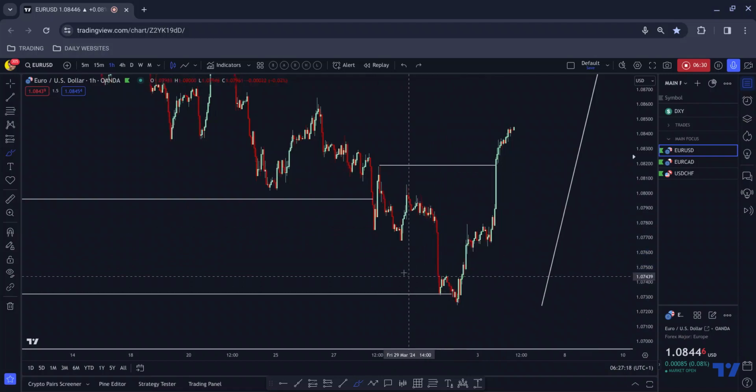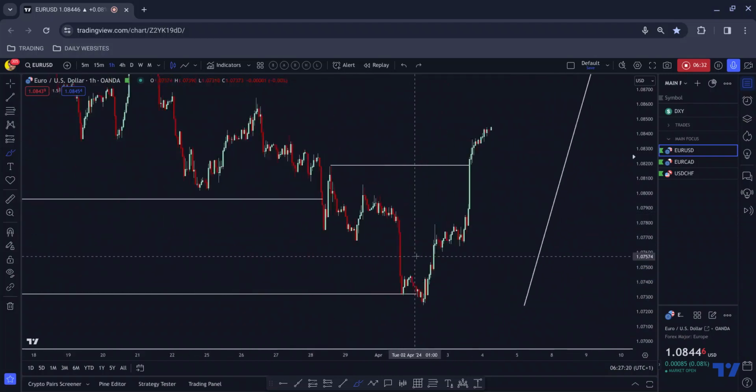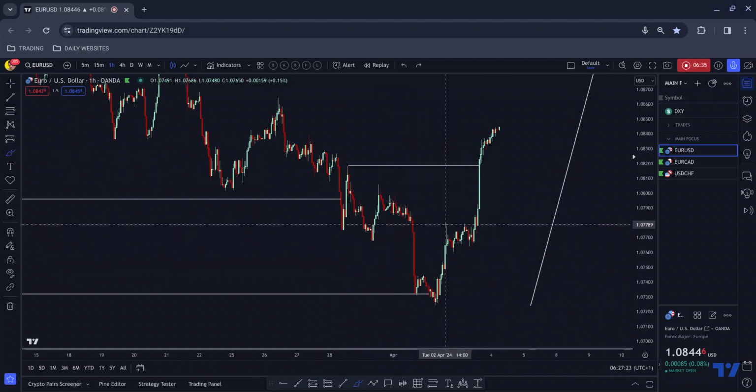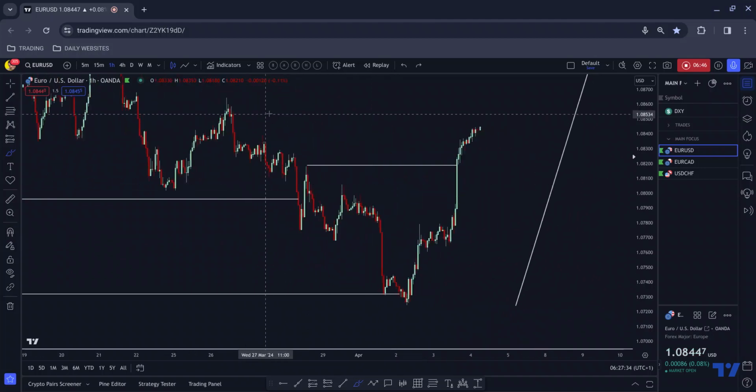Okay, I was looking for an entry here. I didn't manage to get it. There was no entry here. It was a bit of a wick, so I was just looking for something more of a base, but I didn't manage to get an entry there. In any case, it would have been higher risk for reasons which would take me too long to explain during this video.